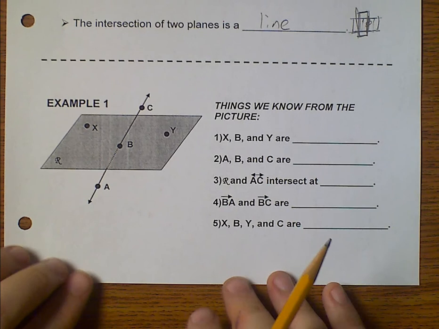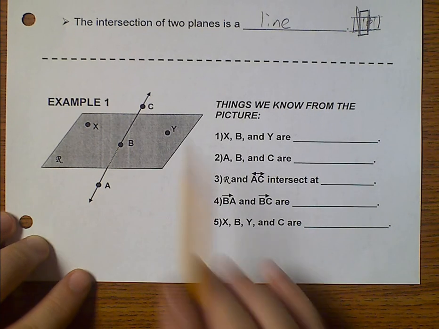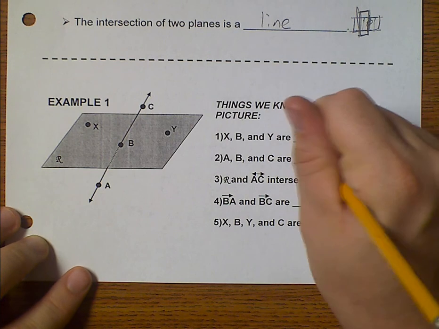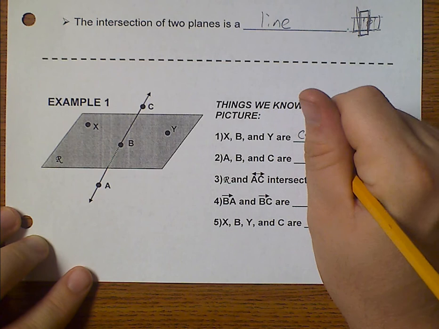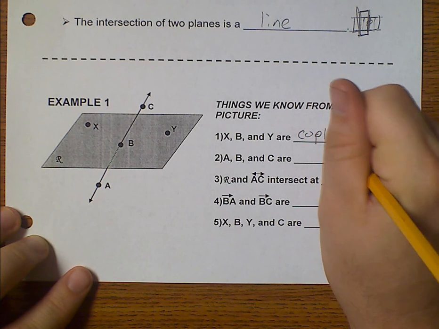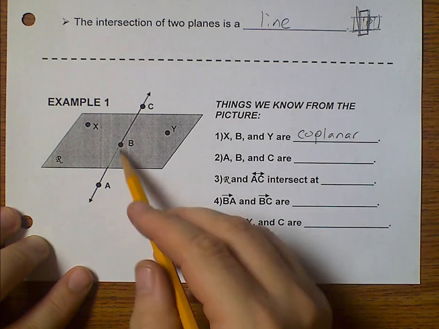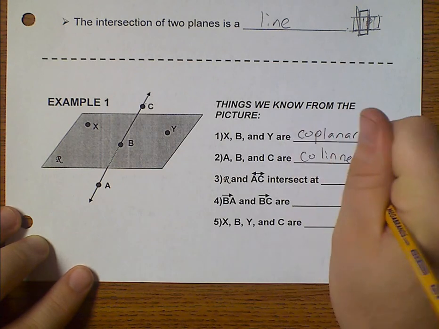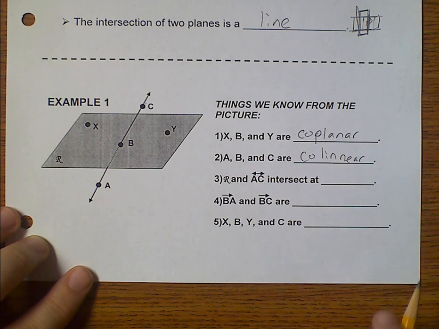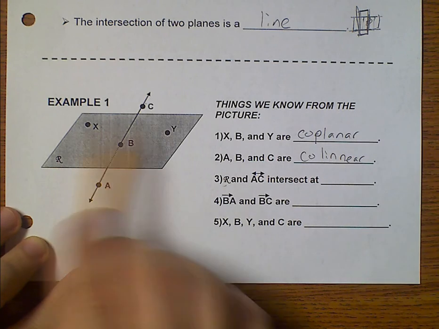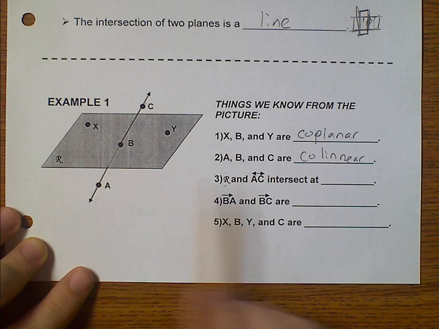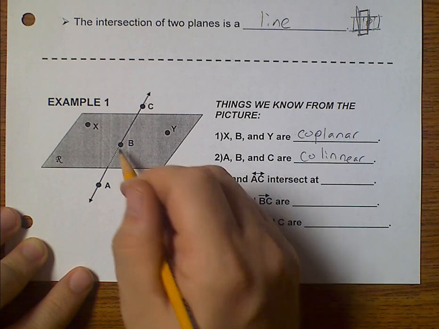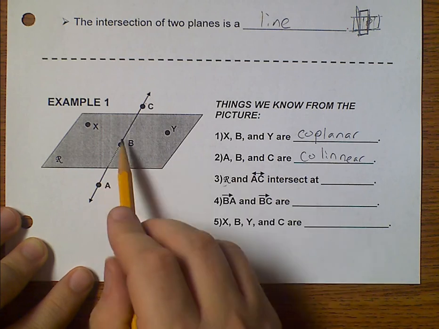Okay, things we know from the picture. Well, X, B, and Y are not collinear because they're not on a line, so that would tell us that they are planar. A, B, and C, because they're on the same line, are collinear. This is plane R, that's the plane, and AC, that would be this line, intersect at point B. We know this because of the dotted line that goes through here.